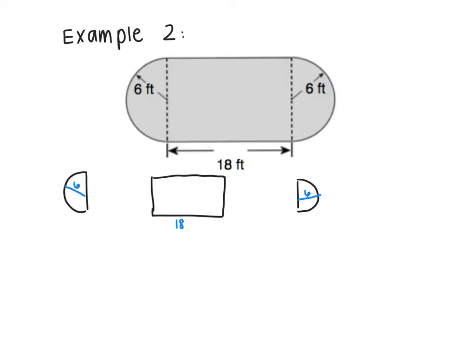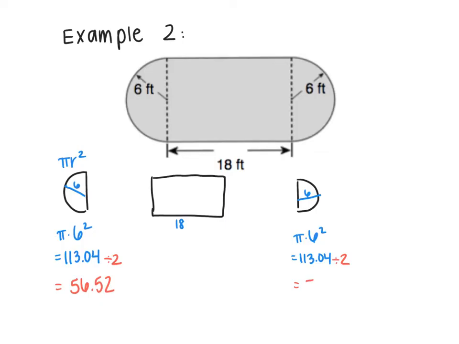I know circles are pi r squared, so pi times 6 squared. So 3.14 times 6 squared would give me an area of 113.04. Since I have a half circle, I'd want to take that and divide it by 2. So the area of that left piece would be 56.52. I would do the same thing for the one on the right. Pi times 6 squared. It's a half circle, so I'd want to divide that by 2. And again, I would get 56.52.